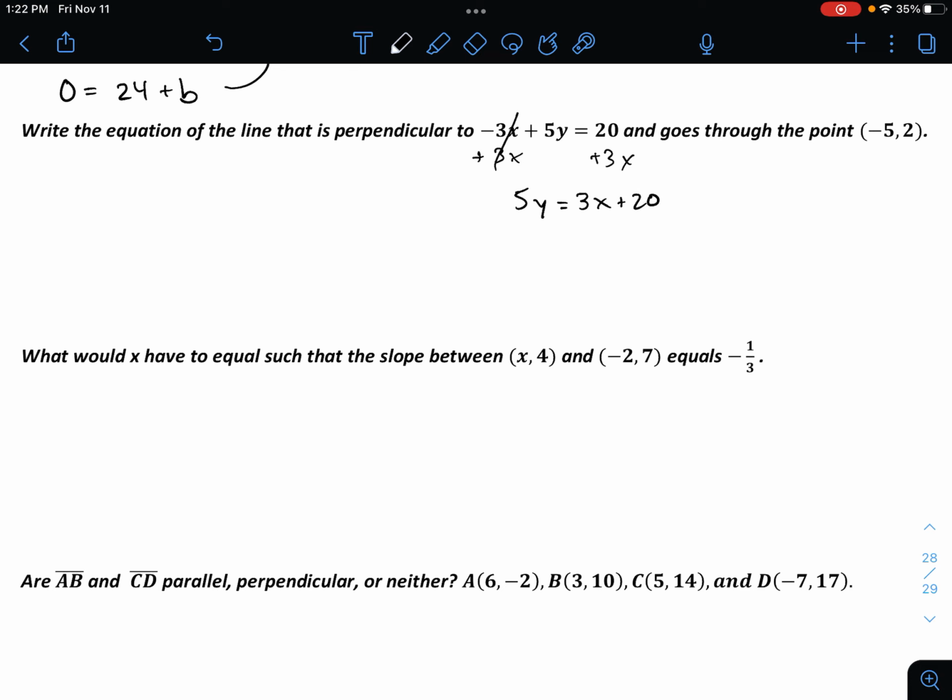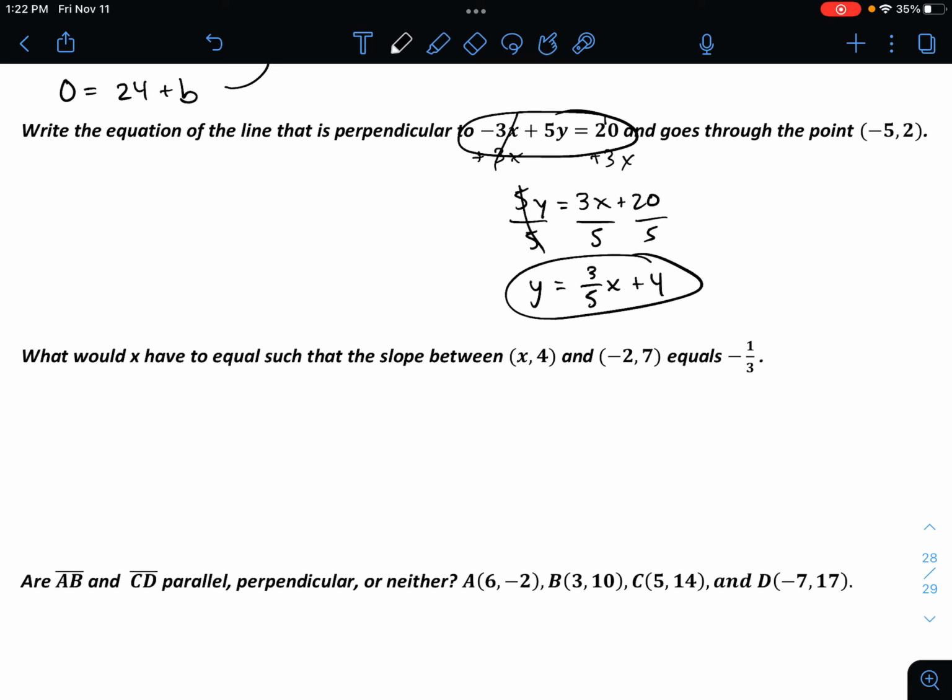And then we're going to go ahead and divide both sides by 5. Remember, when I divide both sides by 5, I have to divide every term by 5. So y equals 3/5 x plus 4. All right, so this line right here is the same as this original line. We've made it look a little bit different, but these are the same lines. If I were to graph these both on Desmos, they would be one on top of the other.